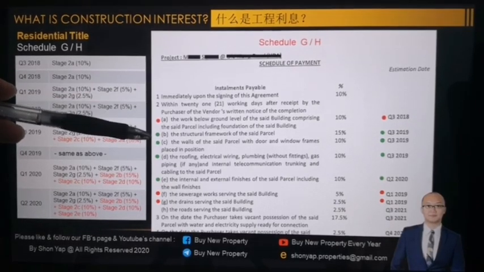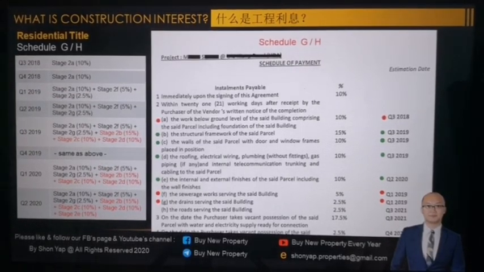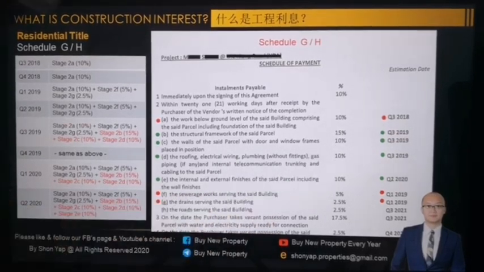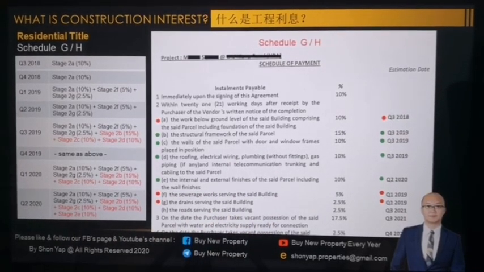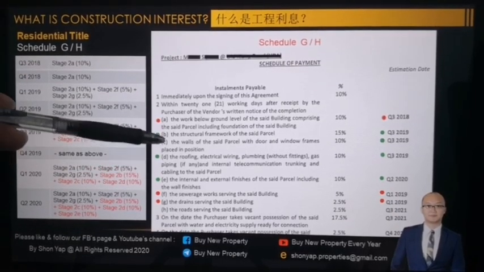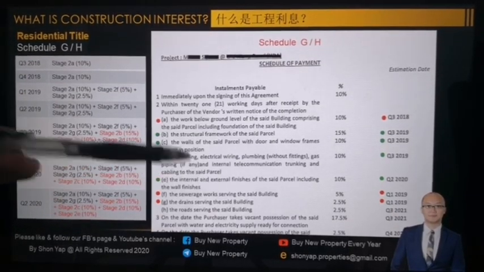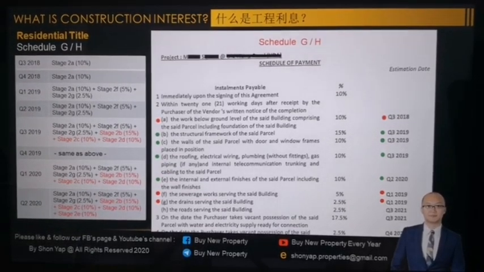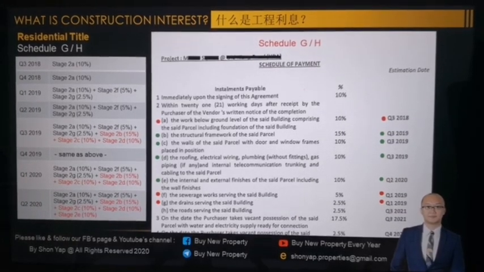Stage 2 B, C, D, E actually depends on the unit floor you choose. If you buy a low floor, you will start paying the interest at Q3 last year. If you buy a high floor, maybe you buy your unit at level 30 or 40 plus, and the construction now is only about 10 or 15, you skip all these stages until they build up to your floor. So that's why some investors say the higher the floor you choose, the less interest you pay. The lower the floor you choose, the more interest you pay.